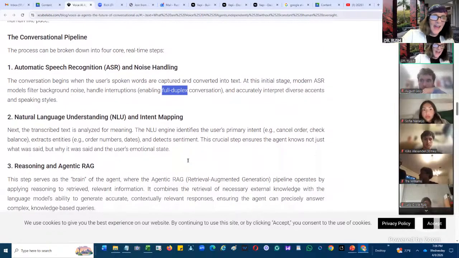And then they have what they call natural language understanding. And this is really something enormous that I'm so excited about.